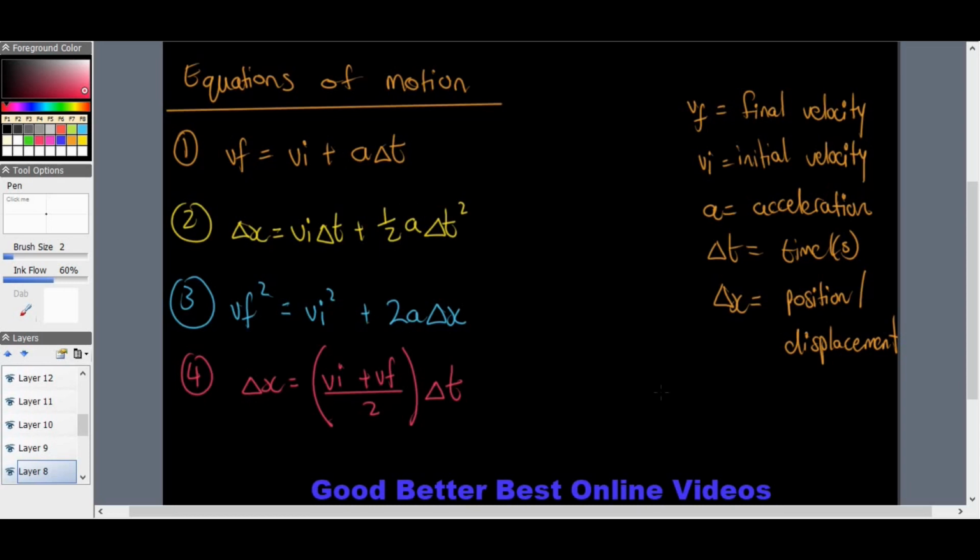So in the scenario I made up, we were given a velocity, and it's the initial velocity, because if you approach a traffic light and it's a red robot, you're going to stop. So your final velocity will obviously be 0.